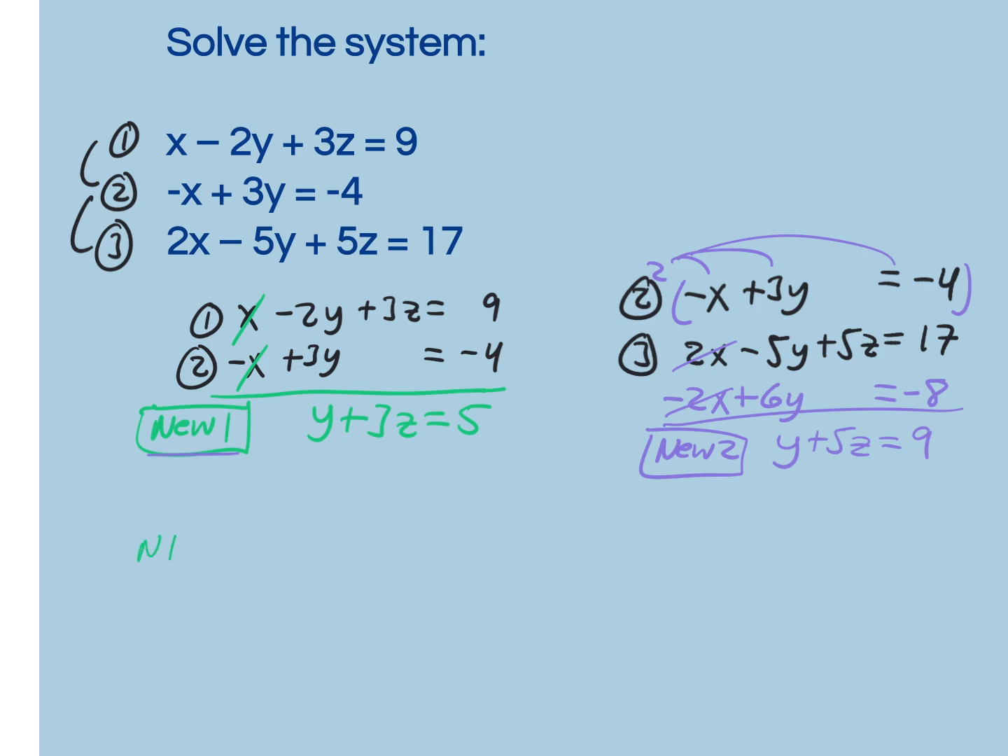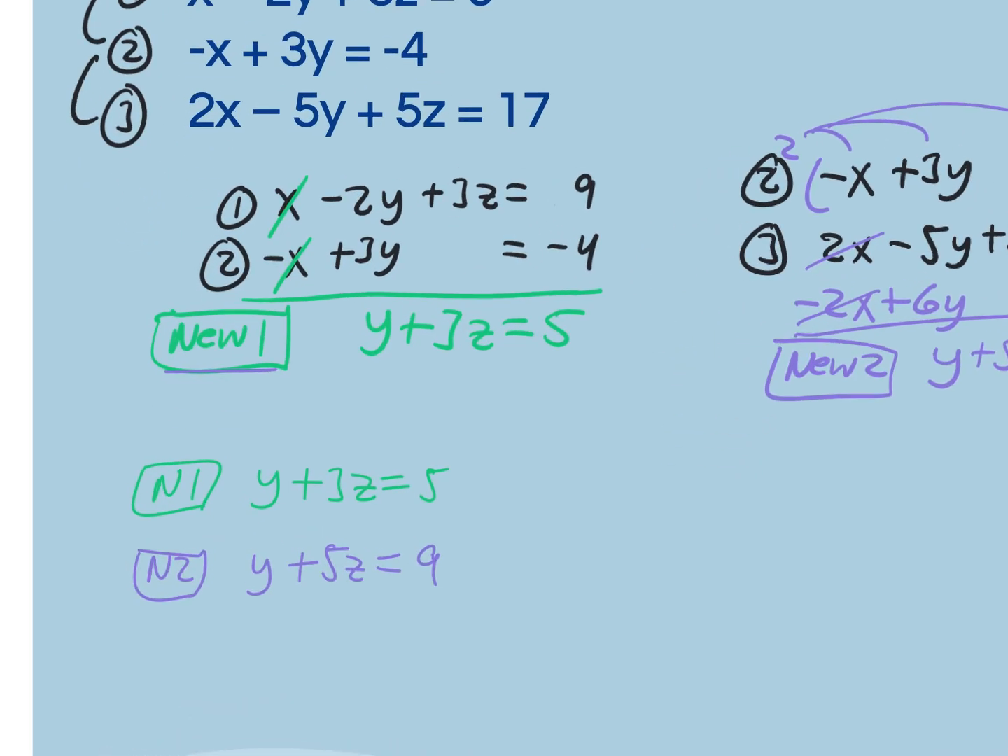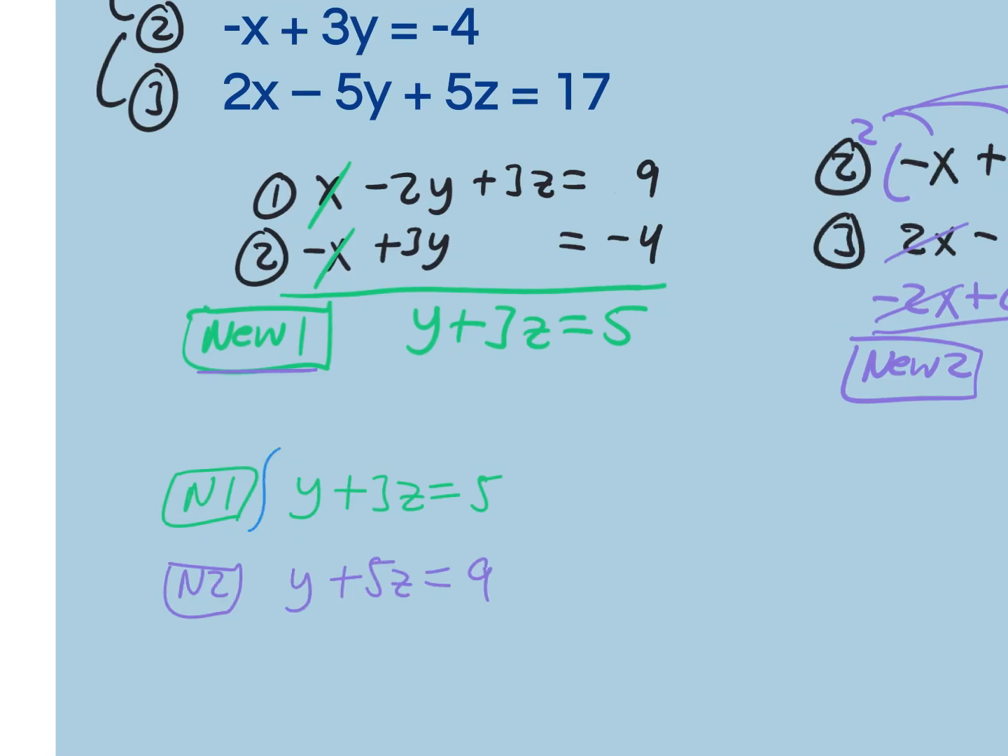So I'm going to use new equation 1. I'll just call it n1. That's y plus 3z equals 5. And then my new equation number 2 is going to be y plus 5z equals 9. Right? And then using these two equations, we have a little mini system, right? So this is our mini system within our bigger system, right?